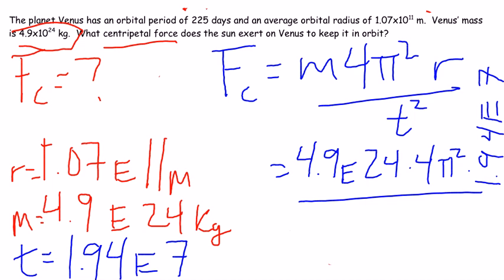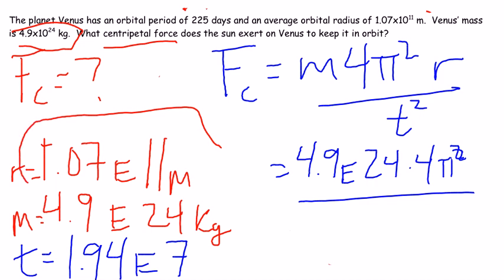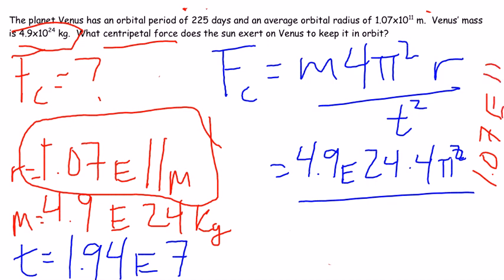Oops, I said that wrong. Sorry. The radius is over here, so the radius is this number right here. So we're going to plug in the 1.07 e to the 11th. Okay, divided by the period, and do not forget, you got to square the time. So the 1.94 e to the 7th, close parentheses, and square it.